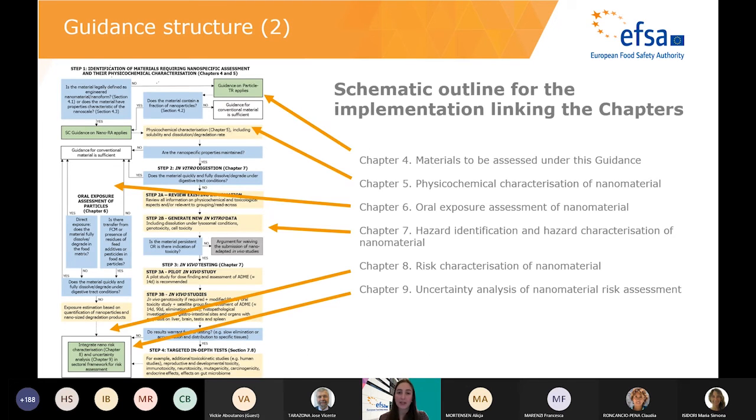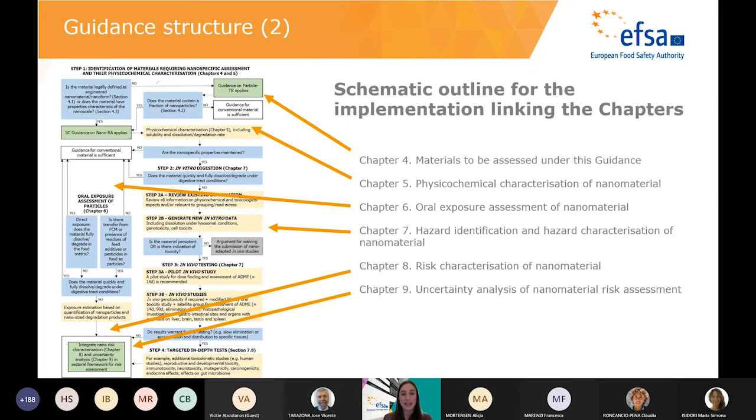This is the schematic outline of the structure of the guidance, and you can see here the tiered approach. Each step should be followed step by step, and each chapter is related to a specific part of the guidance. There are four main steps that should be followed.